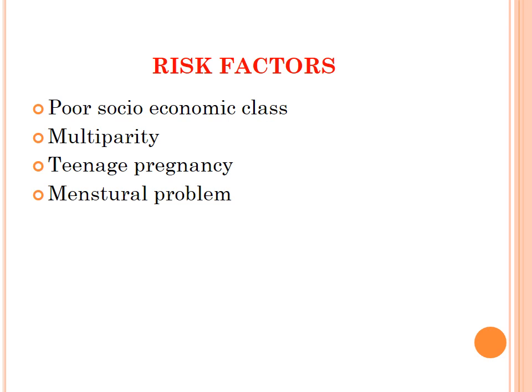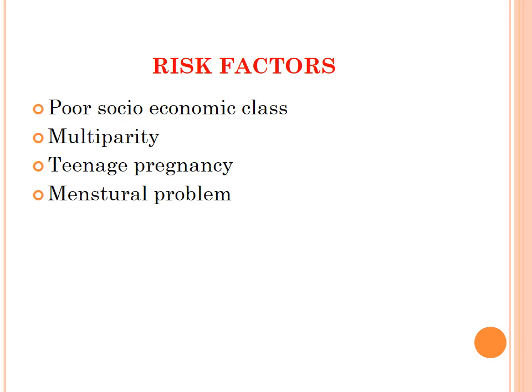Now risk factors. Risk factors are poor socioeconomic class. जितनी एक फैमिली पुअर होगी उतना उनका जो न्यूट्रिशनल स्टेटस होगा वो पुअर होगा. They will be having inadequate nutrition, उसकी वजह से एनीमिया होता है.